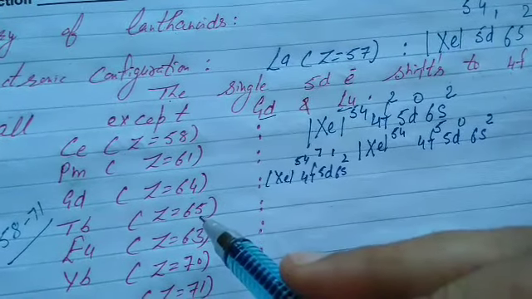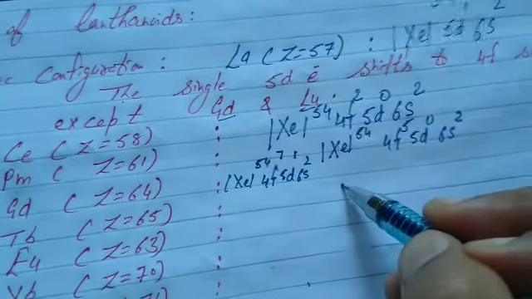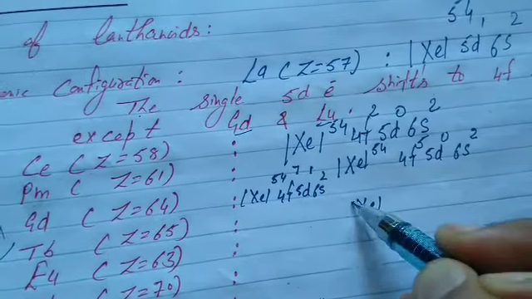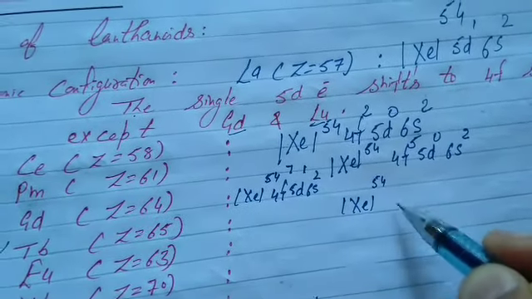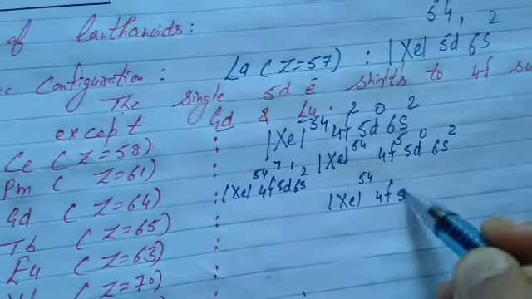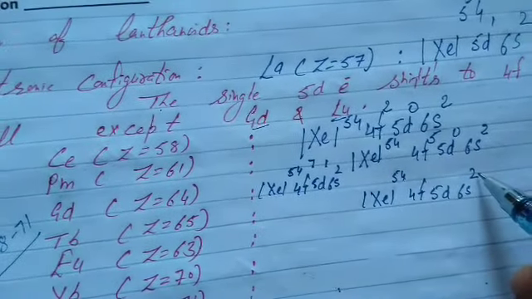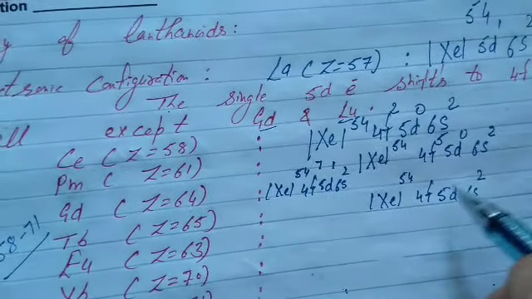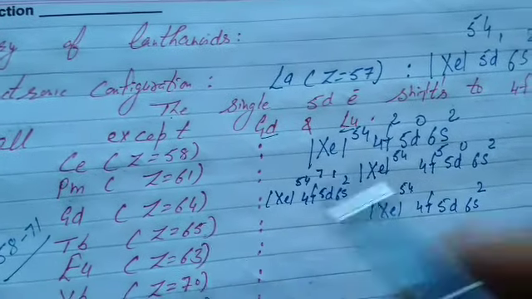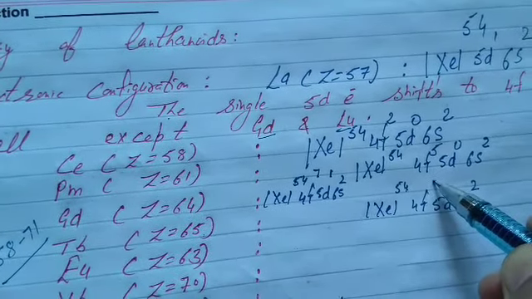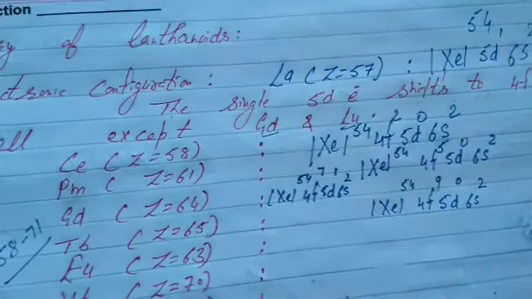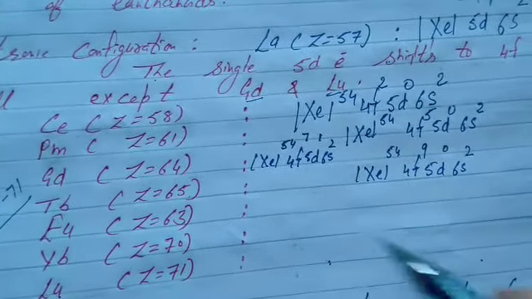Next, terbium. Again atomic number is mentioned, 65. What will we do? Xenon 4f 5d and 6s2, 56. 54 plus 2, 56. We have to approach up to 65. It means we will add 9. That's the electronic configuration of terbium.